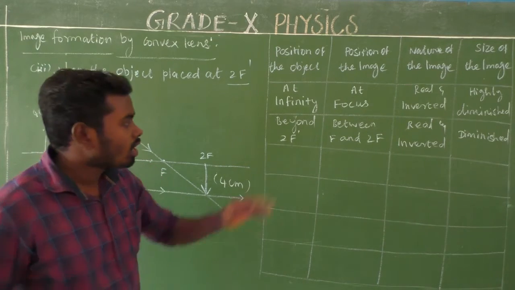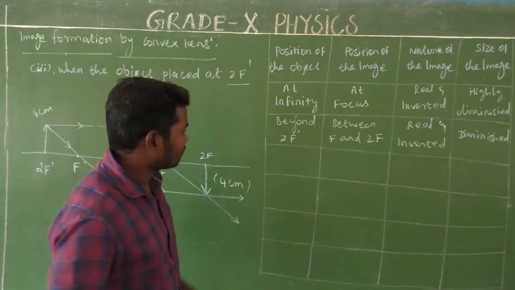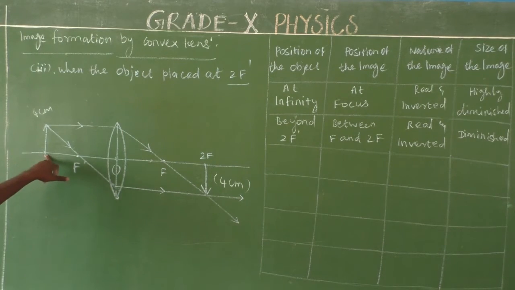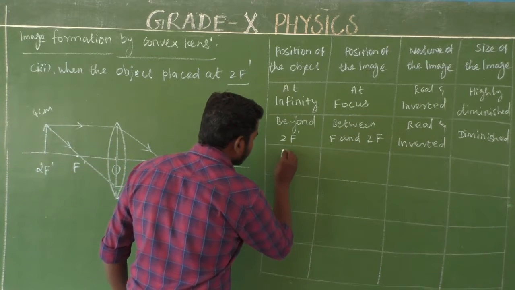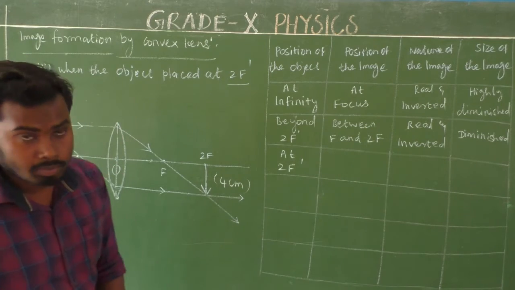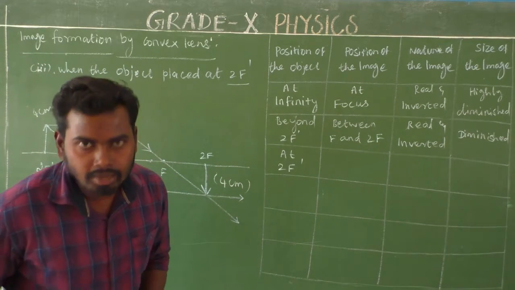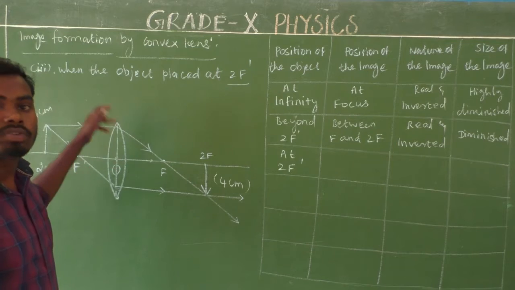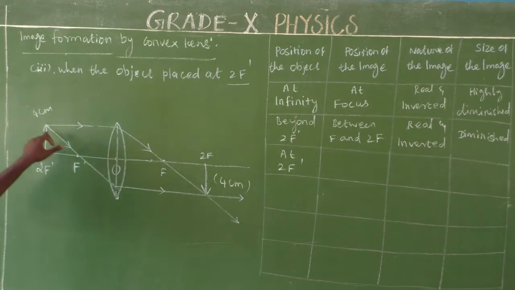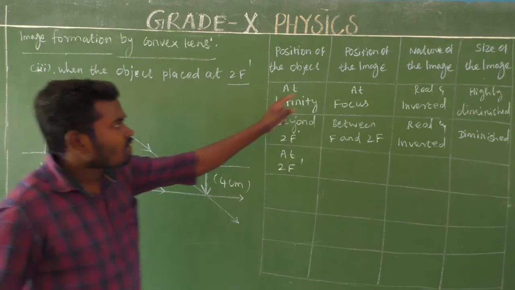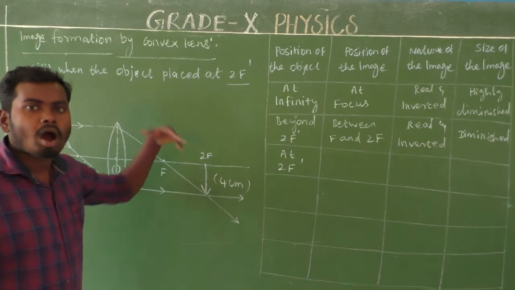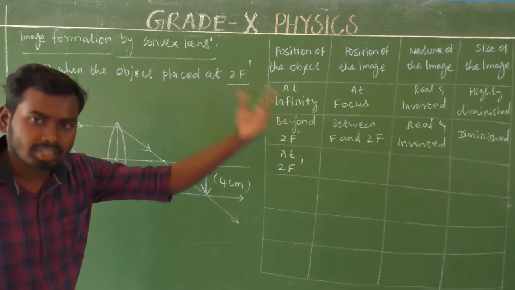So very, very simple. Now fill in this tabular column. What is the position of the object? That is 2F dash. Object placed at 2F dash. You know what is 2F dash? 2F dash means nothing but twice the focal length of this convex lens. So position of the object is 2F dash. Next, what is the position of the image? Image is formed at 2F on the other side.